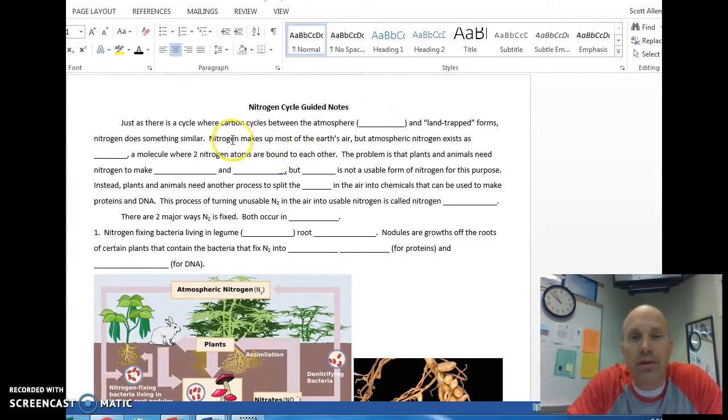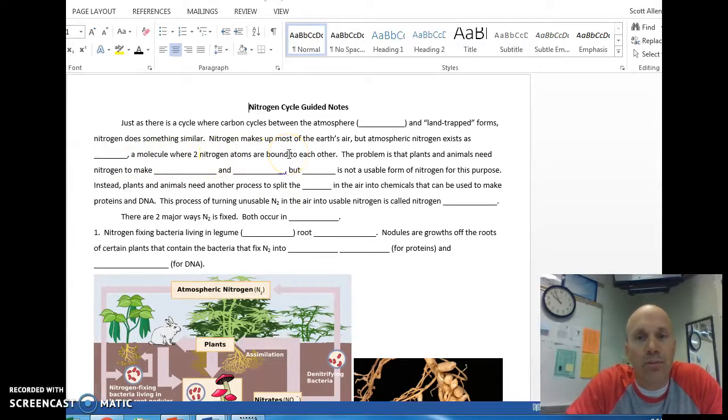All right, so the nitrogen that makes up the Earth's air, nitrogen makes up most of the Earth's air, but the type of nitrogen that exists in the atmosphere exists as what's called N2. All right, N2, that's a chemical formula, and it's shown right here. It's a capital N with a 2 written kind of down and to the right of it. All right. And what that is, is a molecule where two nitrogen atoms are bound to each other.